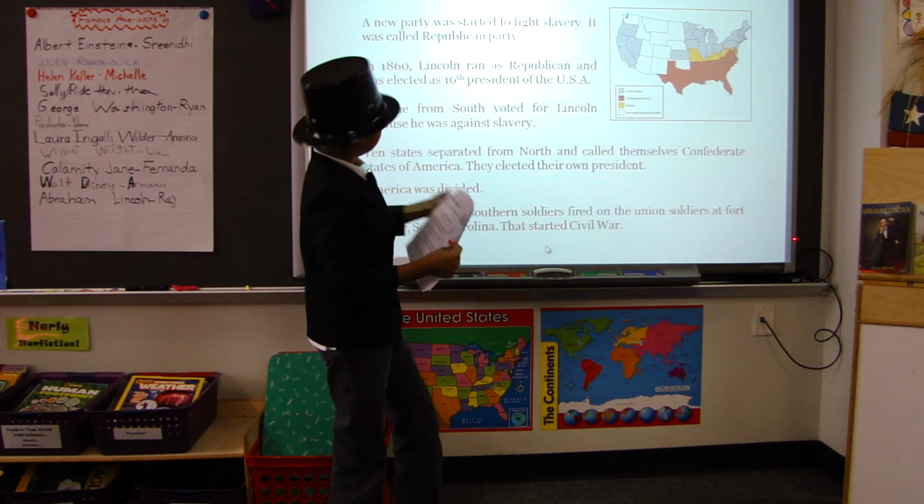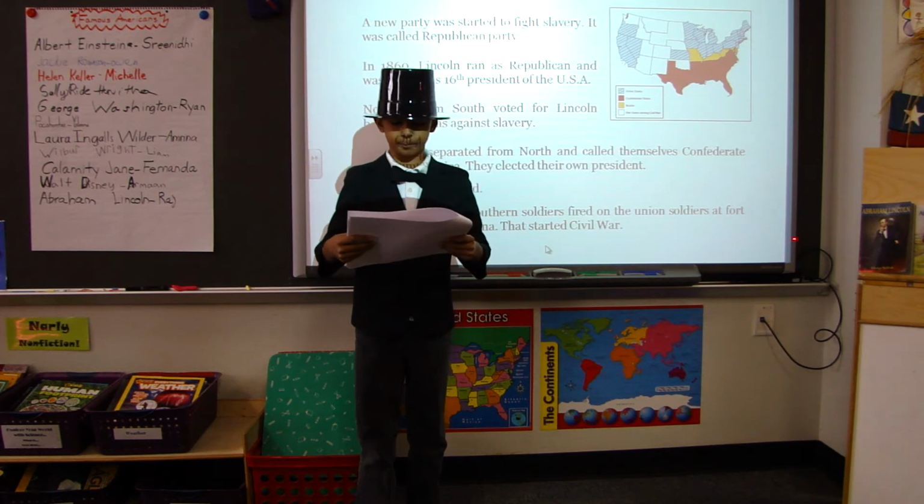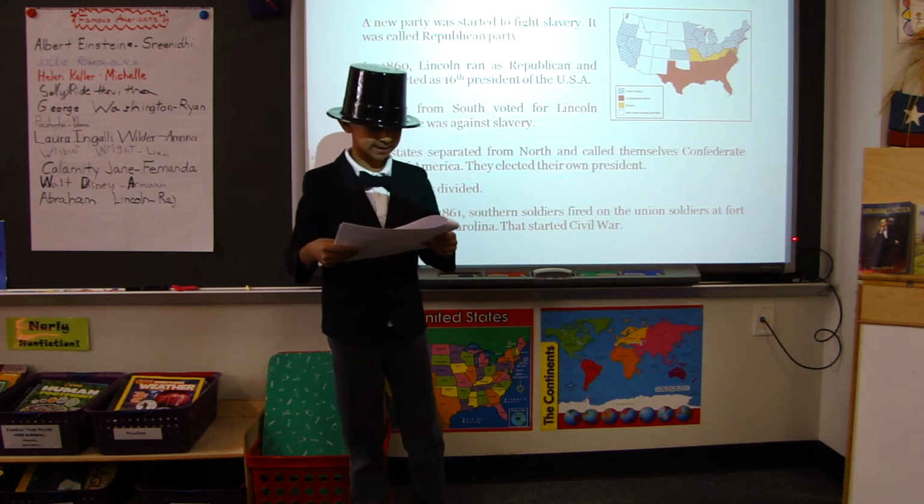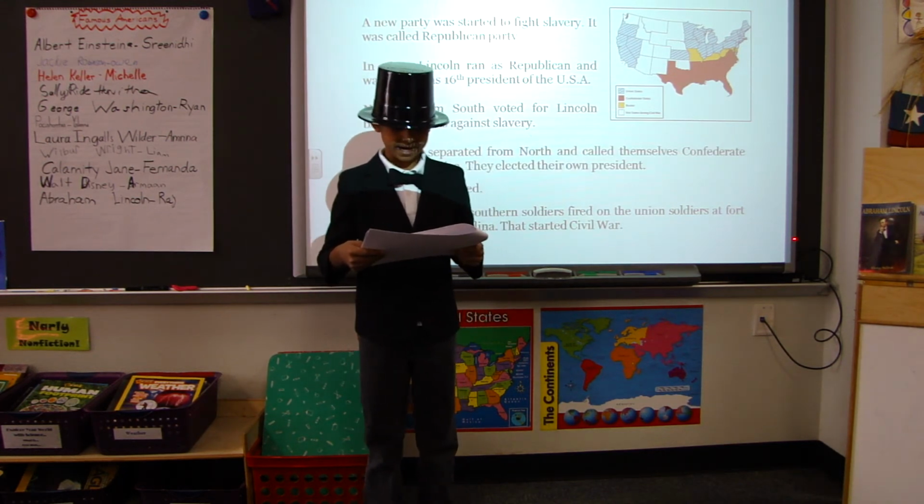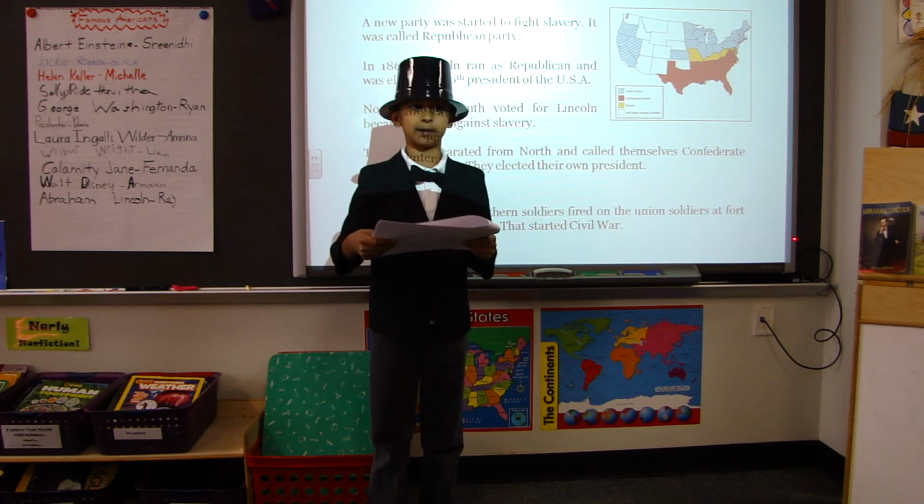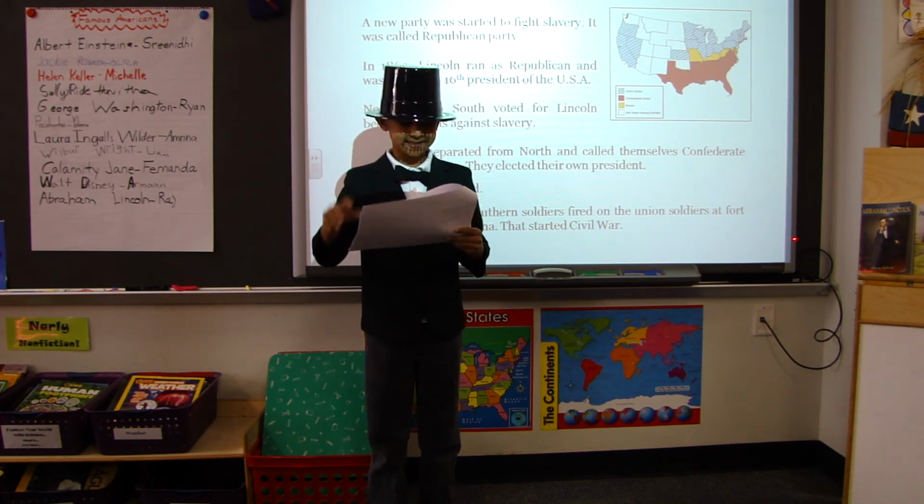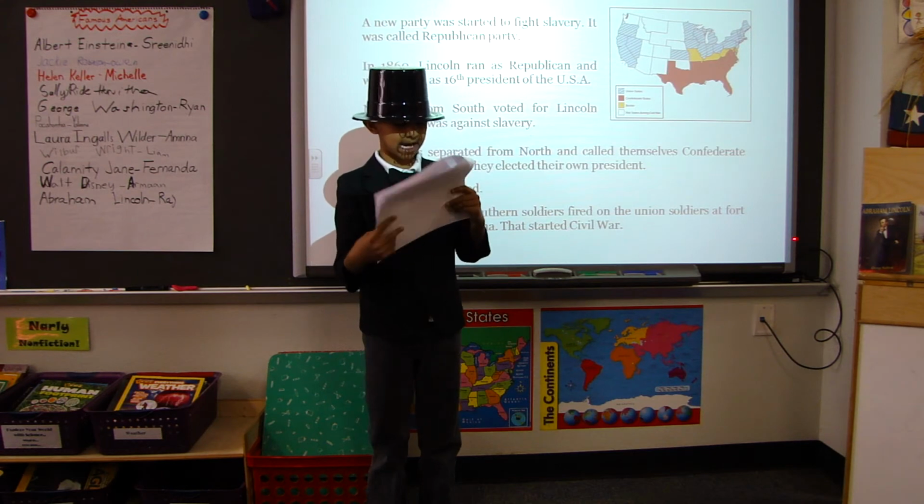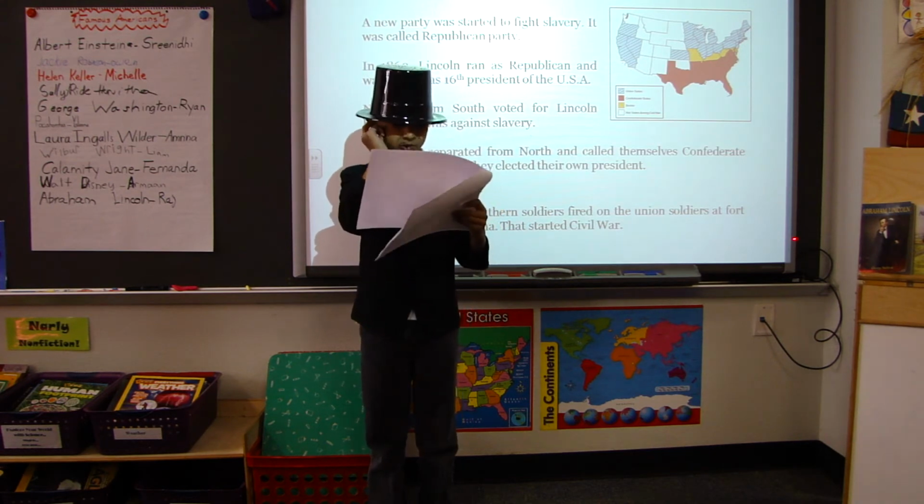Becoming president. There were 2 political parties, Whigs and Democrats. A new party was started to fight slavery. It was called Republican Party. In 1860, Lincoln ran as Republican and was elected as 16th President of the USA.